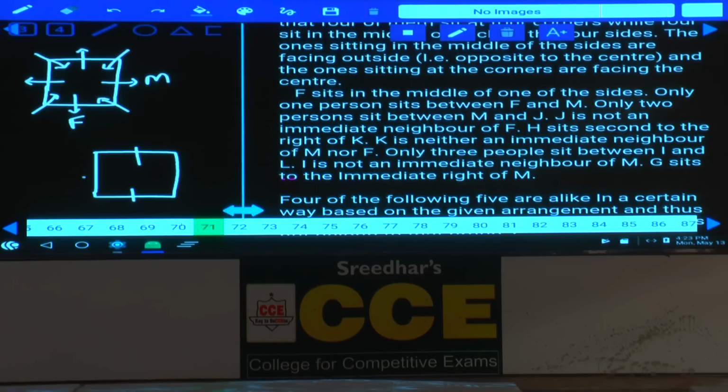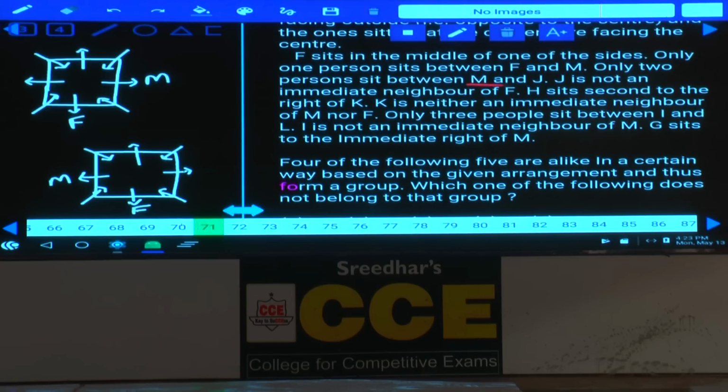Now 1, 2, 3, 4 and 5, 6, 7, 8. Now the persons who are at the centers are away from the center and the corners are facing towards the center. Then F is here and M will be at this place. Are you following this one or not? F is away from the center, only one person between F and M. Only 2 persons between M and J. How many persons in between M and J? There are exactly 2 persons.